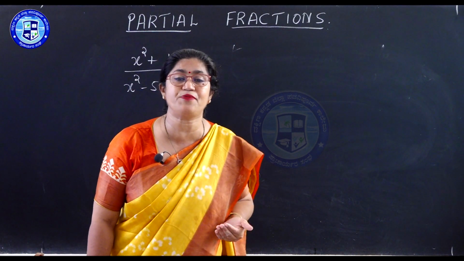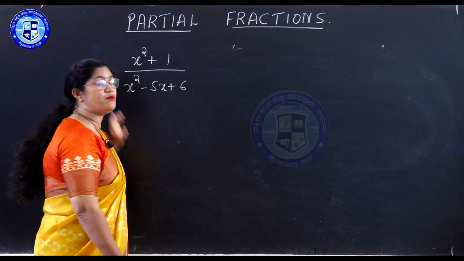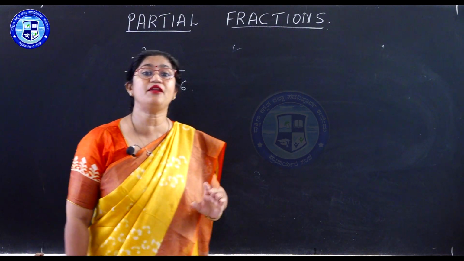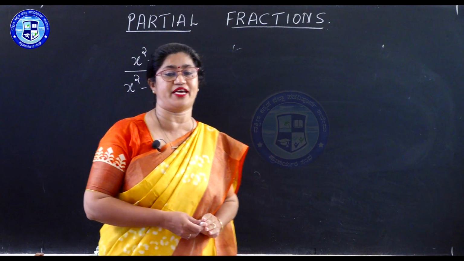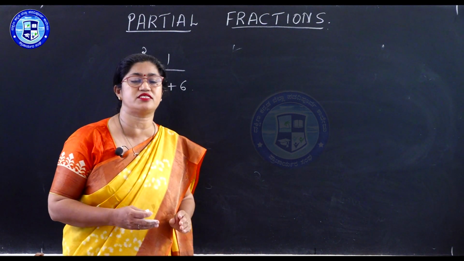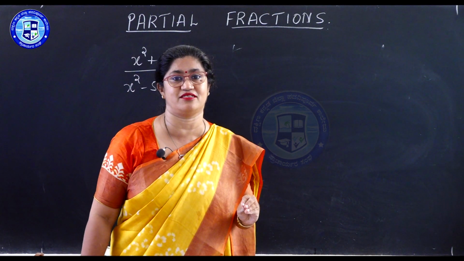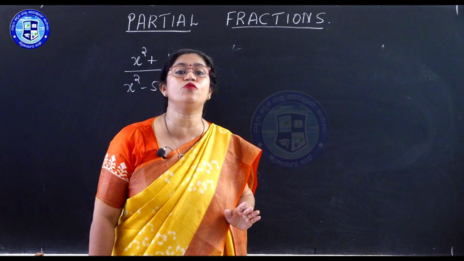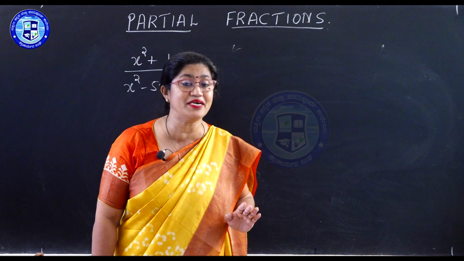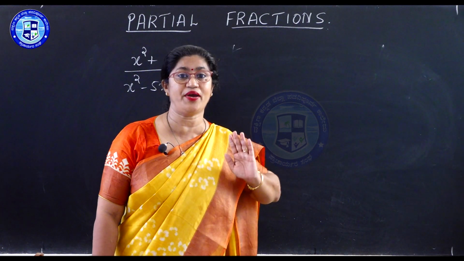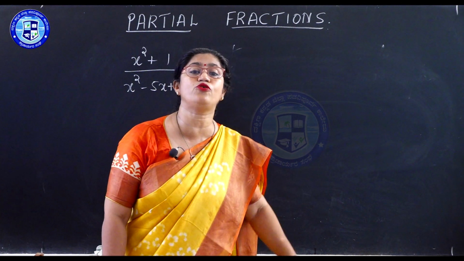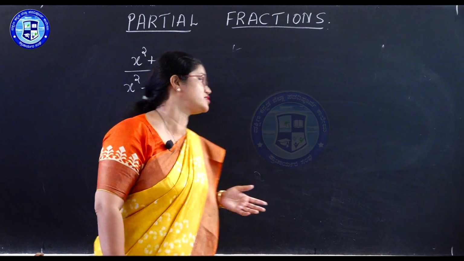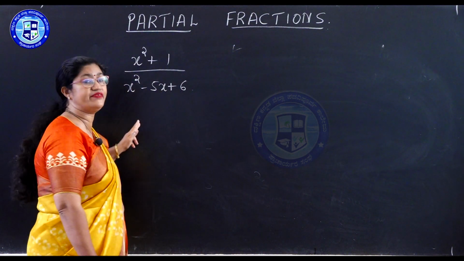Now I need to explain to you that this improper fraction can be written in the form of a polynomial plus a proper fraction. How do I do this? You go for division. You divide the two polynomials. It's not numbers now, it is equations or polynomials. But I am sure you have all learned how to divide two polynomials. So let us go for the division method.